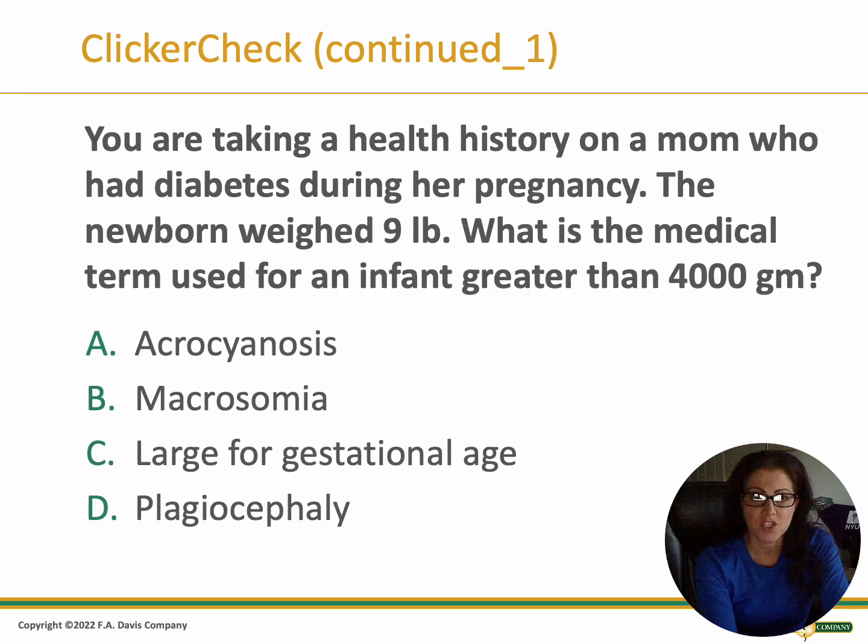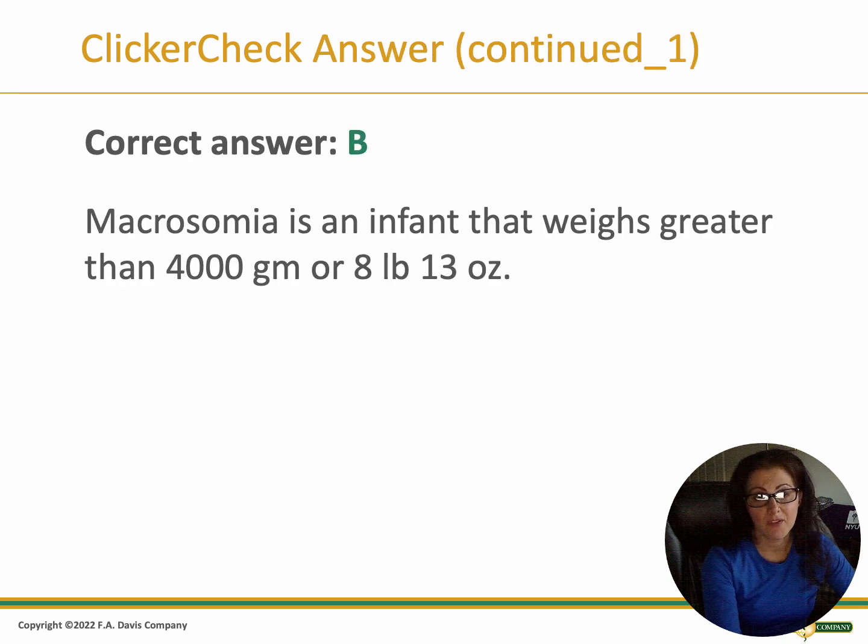You're taking a health history on a mom who has diabetes during her pregnancy. The newborn weighed about 9 pounds. What is the medical term used for an infant that is greater than 4,000 grams? If you said macrosomia, you're correct.